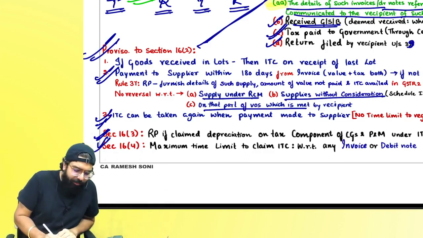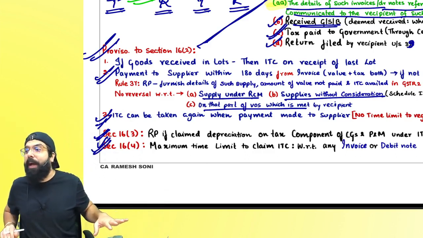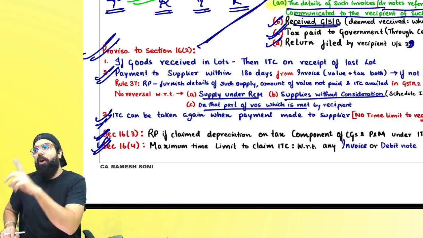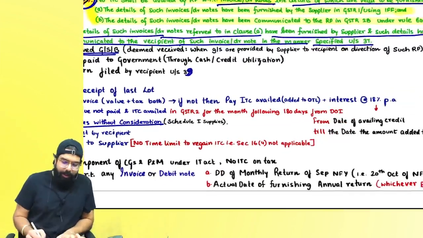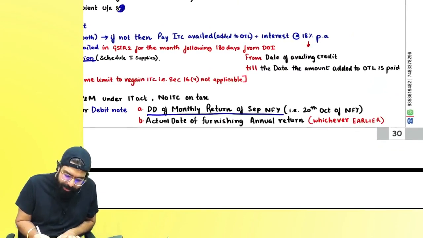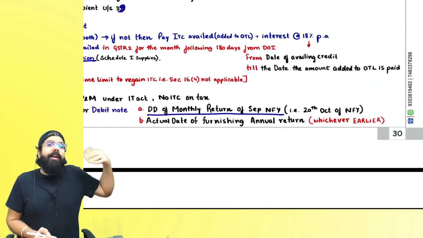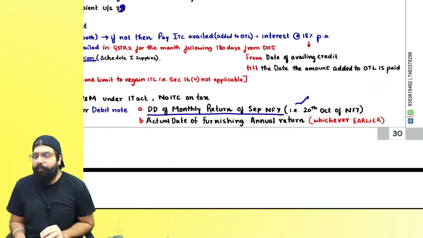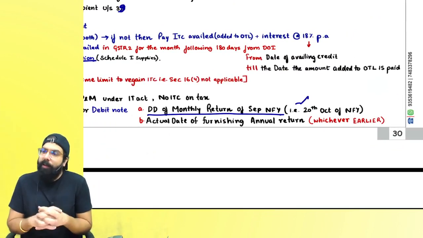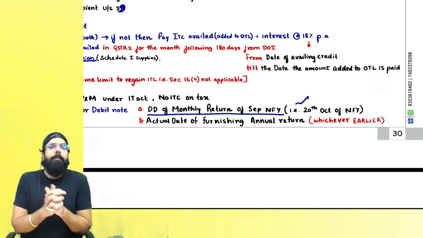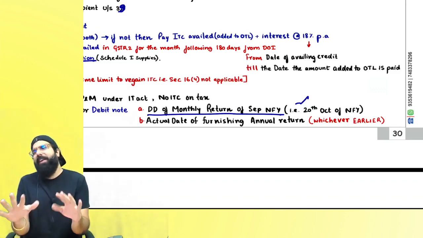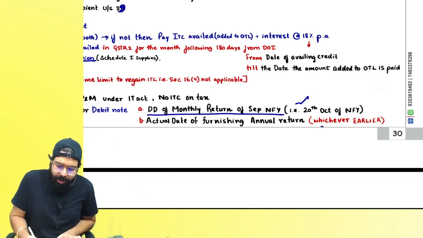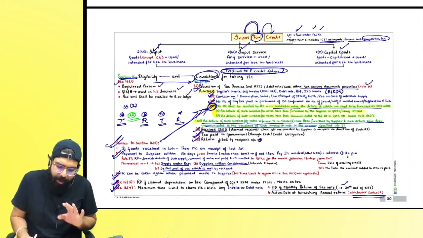Section number 16(4) goes ahead and says the maximum time limit to take the credit with respect to an invoice or debit note is, sir, the due date of the monthly return of September of the next financial year. The due date can be 20th, 22nd, 24th also, right everyone? The due date of the September month's monthly return, which is generally 20th of September, or the actual date of filing the annual return, whichever is earlier. Here we are done with section number 16.